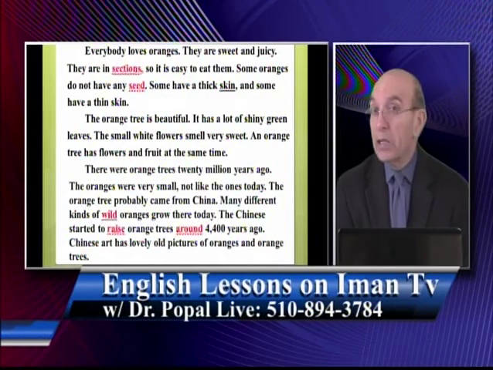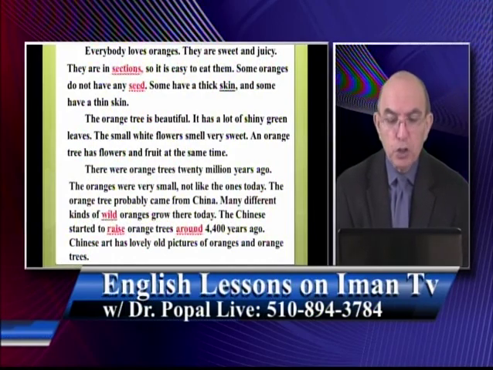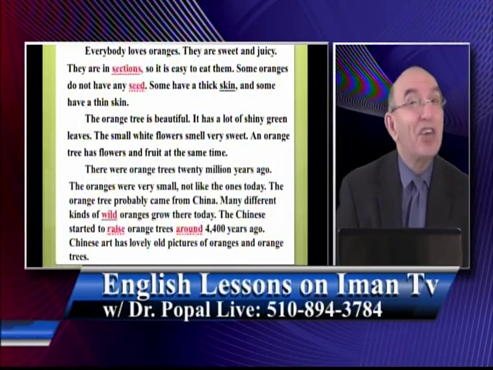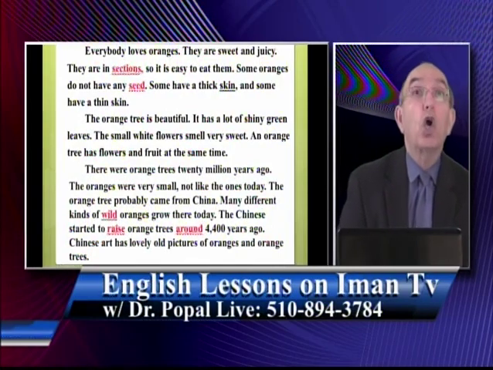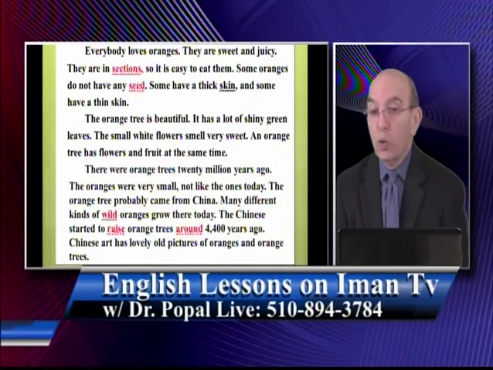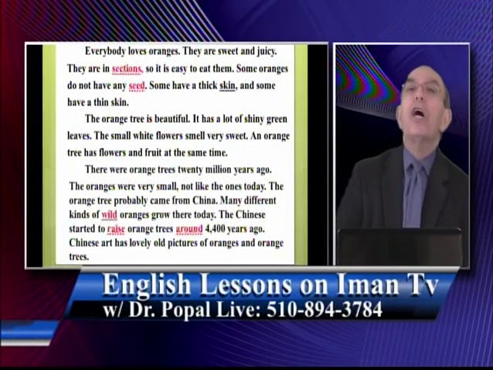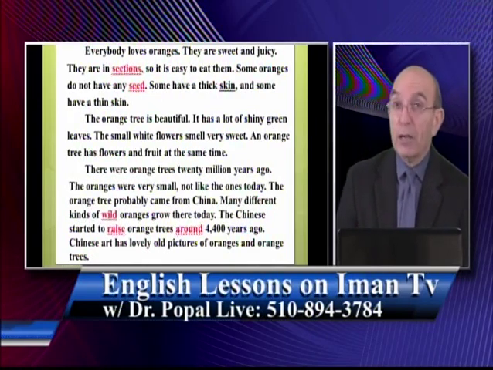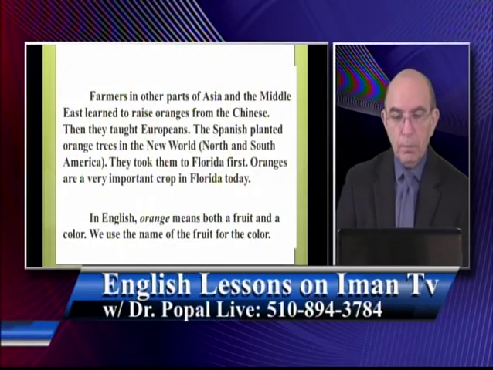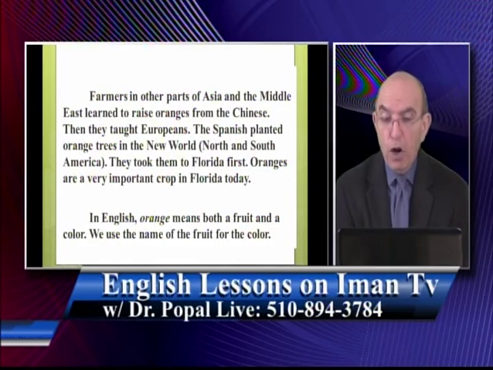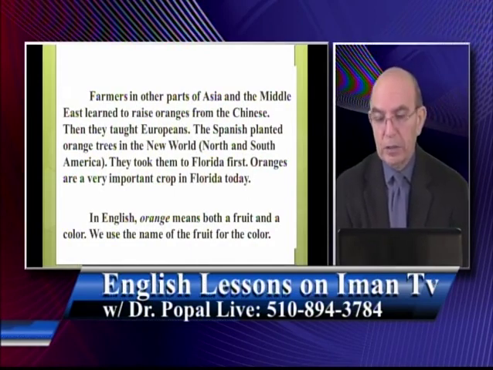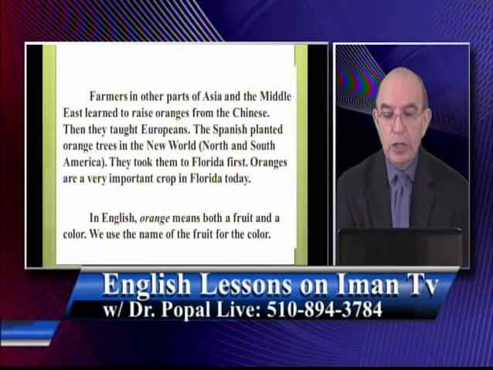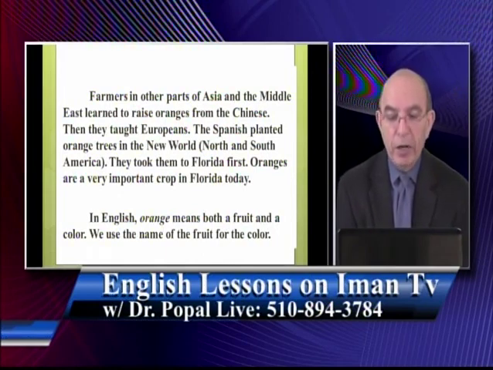And raise, what is it? The Chinese started to raise orange trees. Here raise means grow. They started to grow these things. Around means it's not exact, but maybe a couple of years before or after, 4,400 years ago. And here is the last part. Farmers in other parts of Asia and the Middle East learned to raise oranges from the Chinese. Then they taught Europeans. The Spanish planted orange trees in the New World, North and South America.